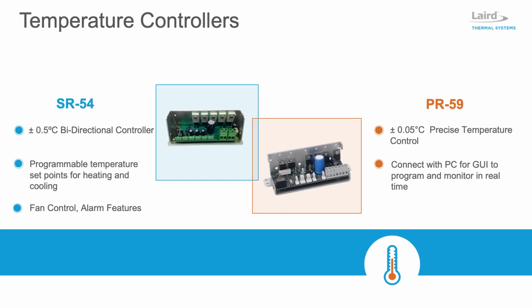The PR59 is a precise temperature controller, delivering control stability to within plus or minus 0.05 degrees Celsius and can be used with software to program temperature set points and other parameters using a graphical user interface.